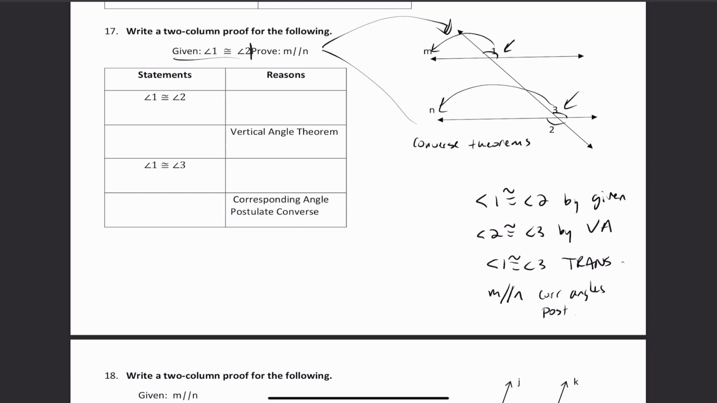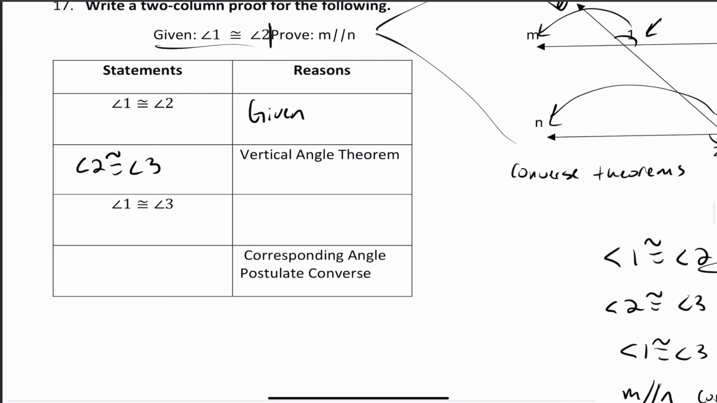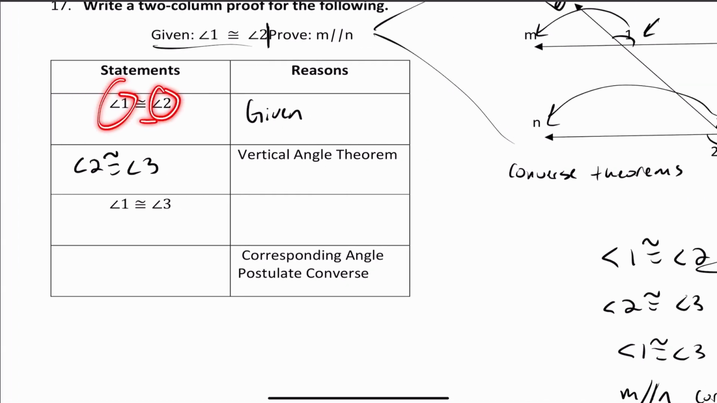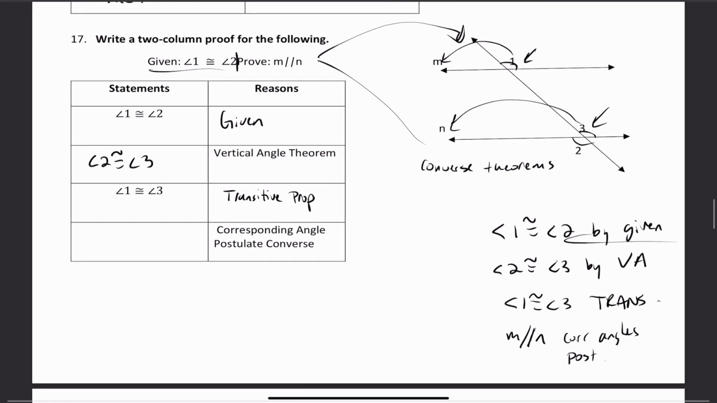Okay, so let's go ahead and plug everything in. Angle 1 is congruent to angle 2. That's a given. And then we can see that angle 2 and angle 3 are congruent. That's because of the vertical angles theorem. Angle 1 is congruent to angle 2. Angle 2 is congruent to angle 3. That means that angle 1 has to be congruent to angle 3. Transitive property. So therefore, whatever you're trying to prove, you put it in this little box right there. So M is parallel to N because of the corresponding angles postulate converse.